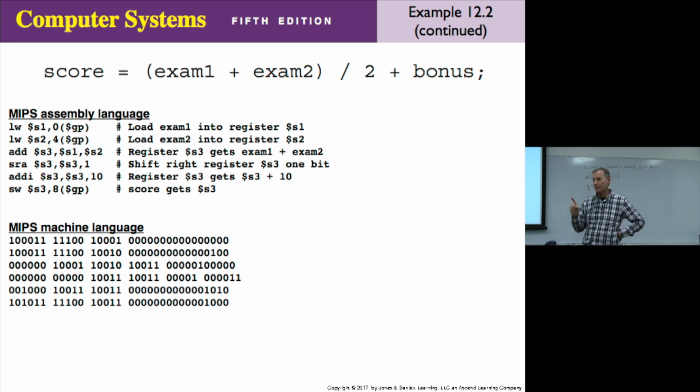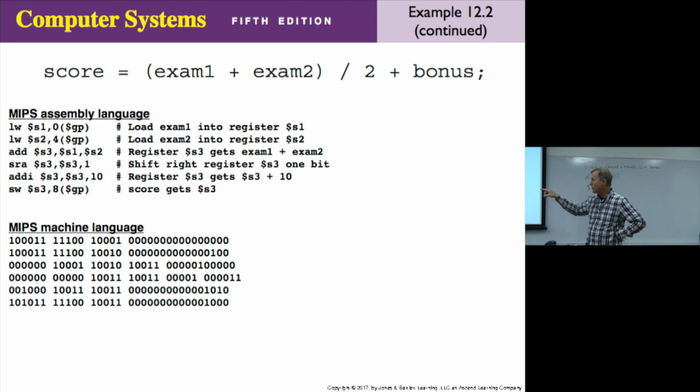1 bit, because remember there's a shift amount, and so you can say how much to shift it. Here we're just dividing by 2, so we only need to shift it once. And then ADDI, that's add what? Immediate. So we add immediate.